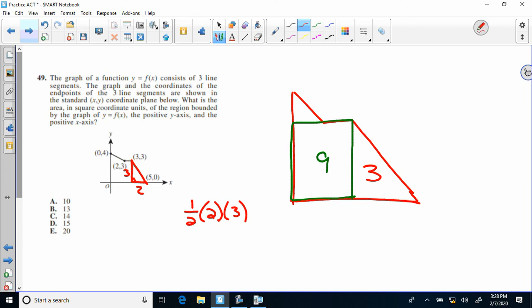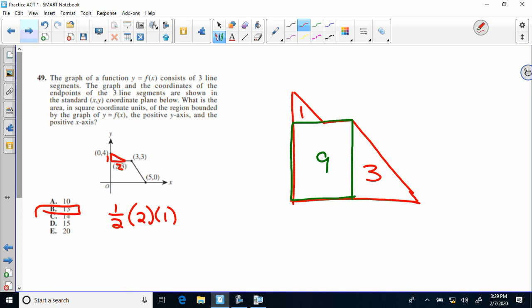Half of 2 is 1, times 3 is 3, so the area of that triangle on the right is 3. And then I did my little triangle on the top, which is this little guy right here. I know he's up 1 unit because this one's up 3 and this one's up 4. From 3 to 4 is only 1 unit. And the width of this one is over 2. So half of the base times its height: half of 2 is 1, times 1 is 1. They want the area of the whole thing, so you're just adding those together. 9 plus 1 is 10, plus 3 is 13.